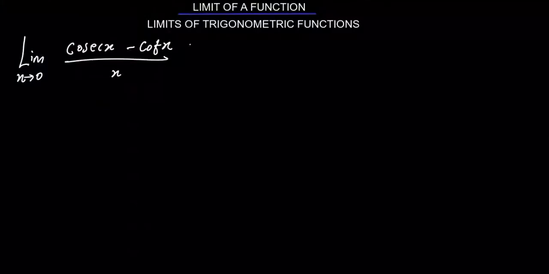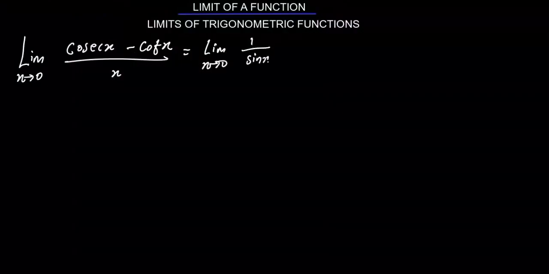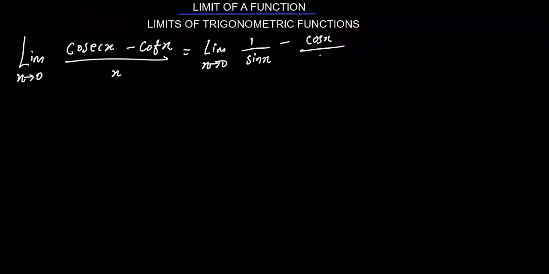So let's see. To solve this type of problem, just reduce the limits that you have. Just reduce the trick you are having here. Cosec is 1 over sine x. Cot is 1 over tan x or cos x over sine x. That's cot. All over x.